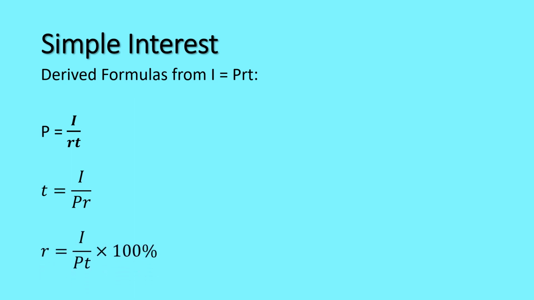Just make sure that your R, or the interest rate, is in decimal values. And then for R, the formula will be I all over P times T, and then you still have to multiply it by 100, because if you just leave it as I over PT, it will only be something in decimal. So you have to multiply it by 100 to convert the decimal values into percentage. So these are the formulas of principal amount, time, and interest rate derived from the formula of I equals PRT.